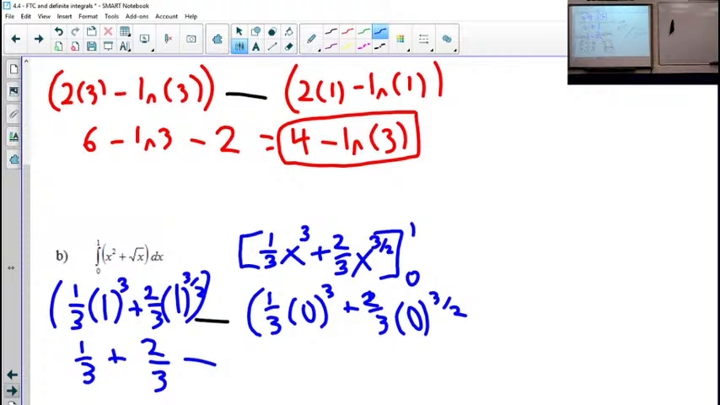minus this whole thing, 0 cubed, 0 to the 3/2, add all that. This whole thing is 0. This is 0 plus 0, which is 0. So 1/3 and 2/3, 1.